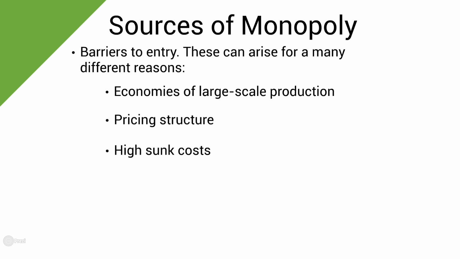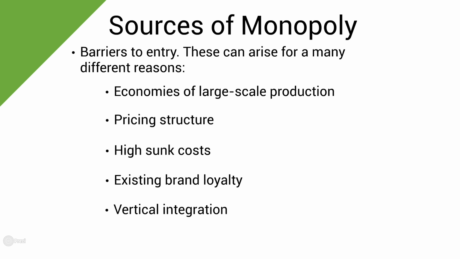Another barrier to entry is brand loyalty. Another example of a barrier to entry is vertical integration. This is where the monopoly would own different parts of the production process. For example, they may own the resources that are needed to produce the goods, then the factories that produce the goods, and then they may have shops that then sell the goods to consumers.